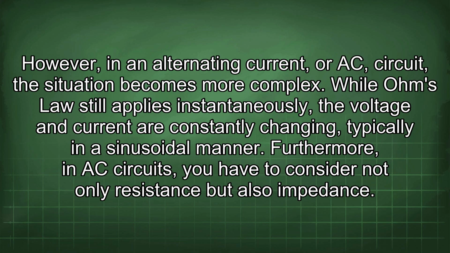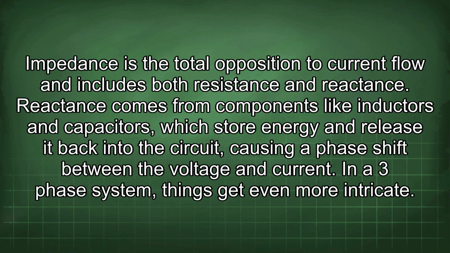However, in an alternating current, or AC, circuit, the situation becomes more complex. While Ohm's law still applies instantaneously, the voltage and current are constantly changing, typically in a sinusoidal manner. Furthermore, in AC circuits, you have to consider not only resistance but also impedance. Impedance is the total opposition to current flow and includes both resistance and reactance. Reactance comes from components like inductors and capacitors, which store energy and release it back into the circuit, causing a phase shift between the voltage and current.